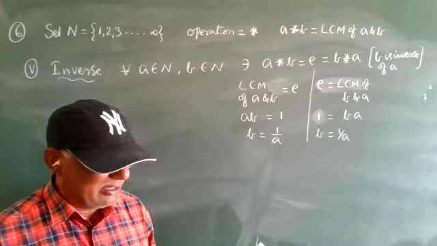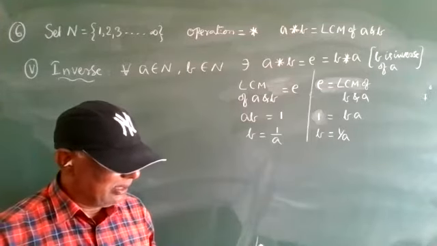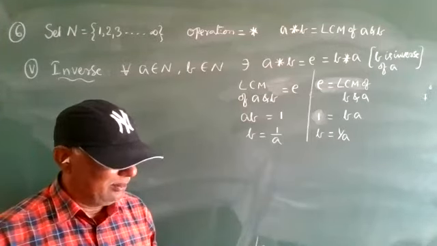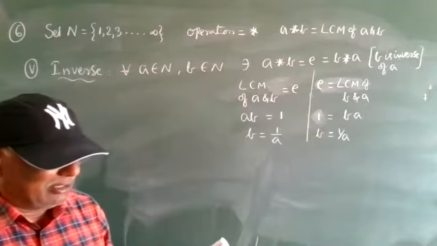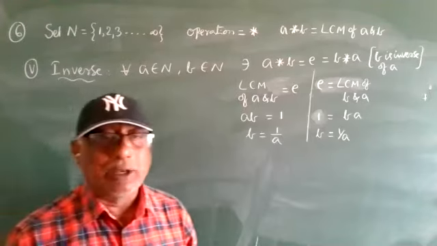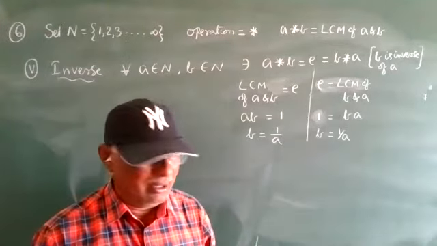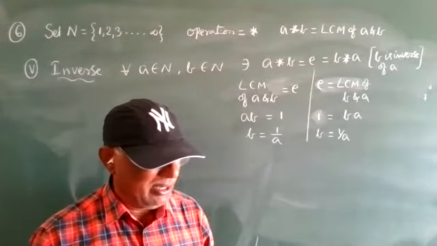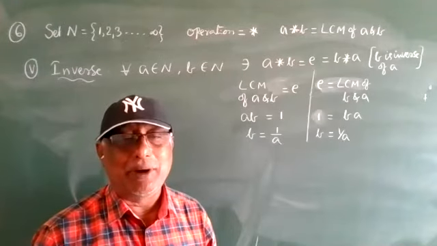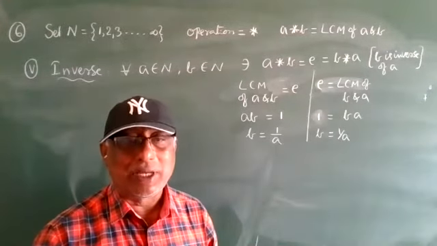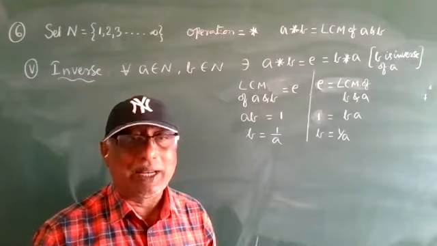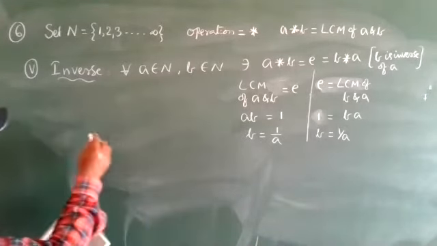Everyone come to the seventh problem. Verify the operation, justify. The seventh problem is the same. Take 1, 2, 3, 4, 5, and A star B is the LCM of A and B. LCM we can take. Is it a binary operation or not a binary operation?